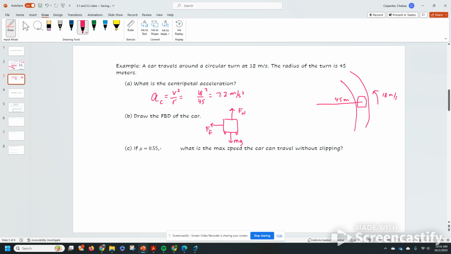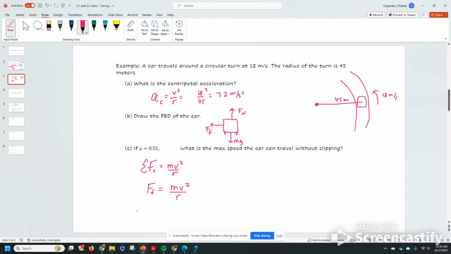Part C, if we have this coefficient of friction, what's the maximum speed we can travel? So we want to look at the sum of forces in the centripetal direction equals mv squared over r. I'm going to look at what forces are towards the center of my circle. That's going to be the force of friction. I don't have normal force and the weight. Those are not pointed towards or away from the circle. So that's going to be force of friction equals mv squared over r.